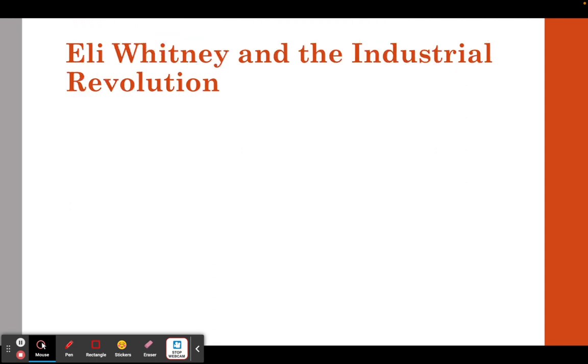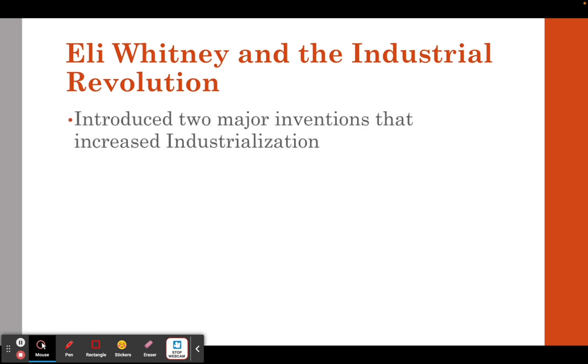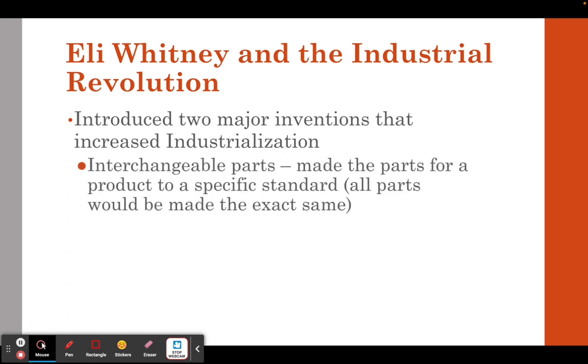So Eli Whitney is actually a man who's local. He's from Westboro, Massachusetts, and he's going to play a significant part of the Industrial Revolution. He is going to have two major inventions that will increase industrialization nationwide. Firstly, will be this idea of interchangeable parts. He creates this idea that parts for a product should be made to a specific standard. All parts would be made the exact same.